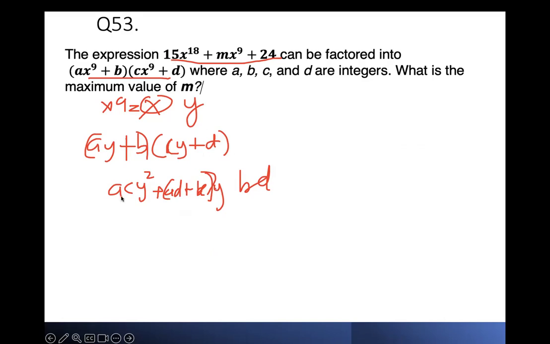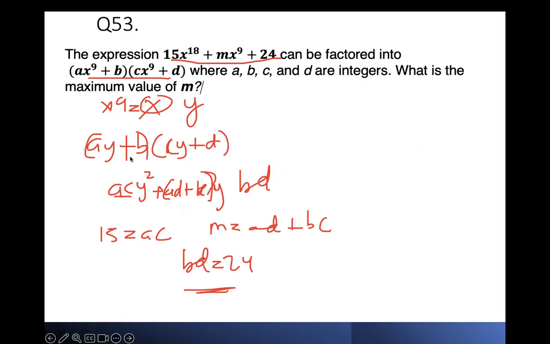That means 15 is equal to AC. I have 15 is equal to AC. I have M is equal to that. M is equal to what? AD plus BC. And BD is what? 24. These are your solutions. That's all. These are your solutions. AC is 15 and BD is 24.